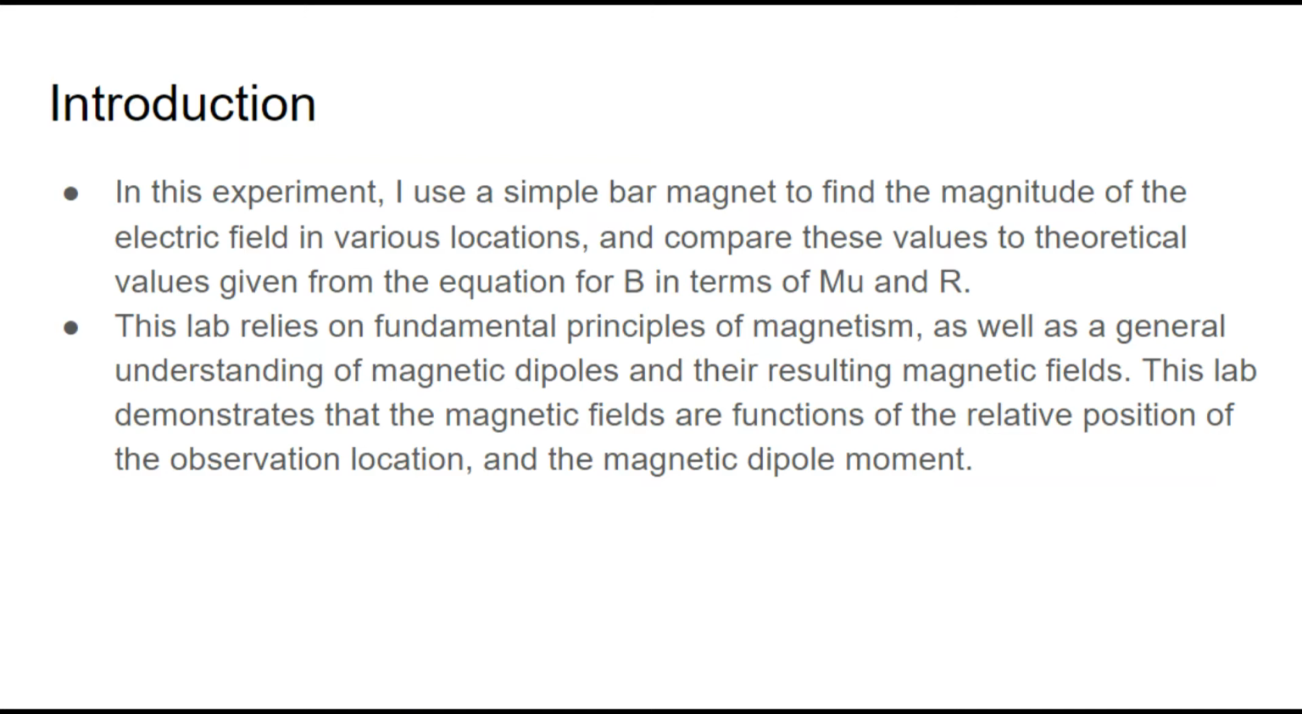This lab relies on fundamental principles of magnetism, as well as a general understanding of magnetic dipoles and their resulting magnetic fields. This lab demonstrates that the magnetic fields are functions of the relative position of the observation location and the magnetic dipole moment. Specifically, it was determined that the magnetic field is a function of 1 over the relative position cubed and the dipole moment.